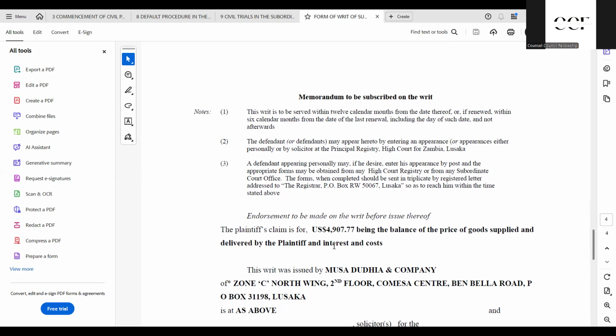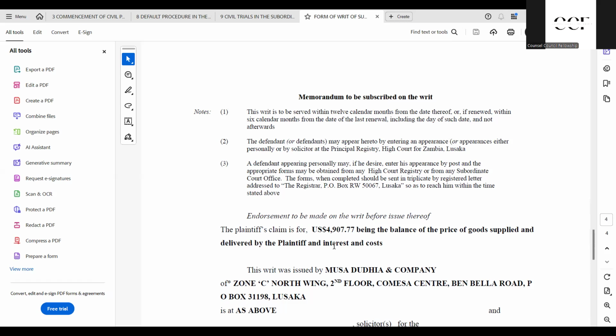Now, the third one is that a defendant appearing personally may, if he desires, enter his appearance by post, and the appropriate forms may be obtained from any High Court registry or from any subordinate court office. Now, this is a different issue. I mentioned that if the writ is issued out in the subordinate court in Lusaka and you're in a different district, you note that I mentioned the 21 days in which you're supposed to respond. Depending on the distance that you are from the registry, you'll be given more days.